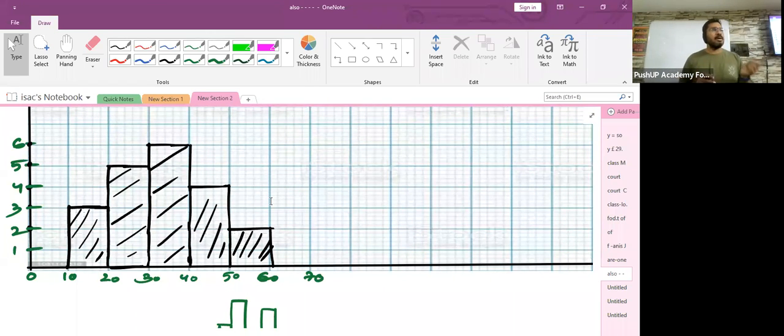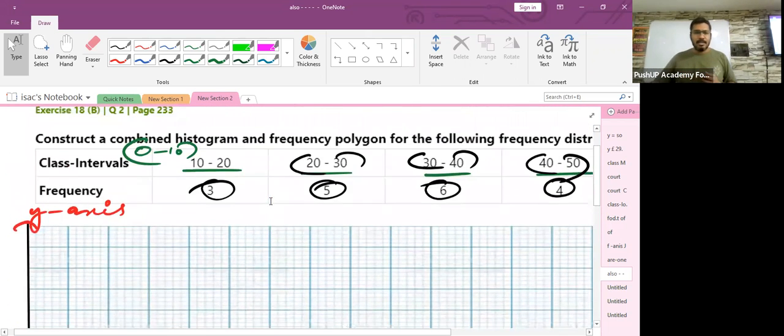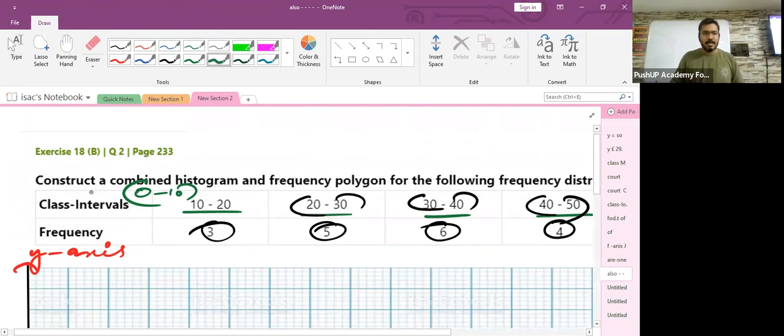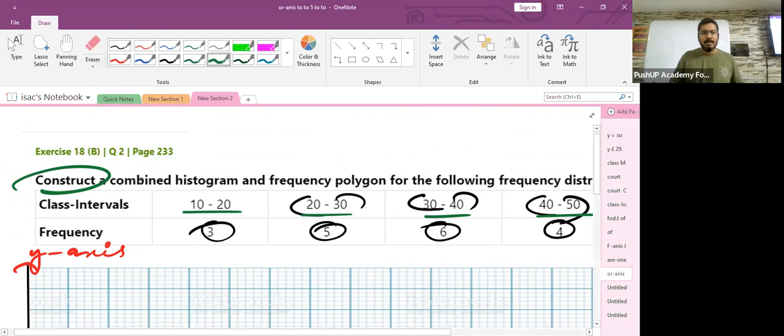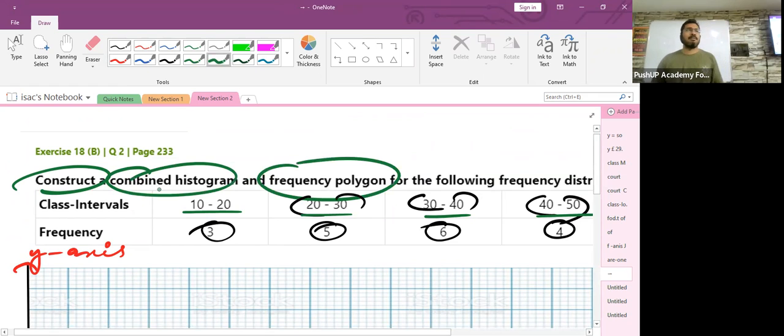Now, I don't think in school they are going to ask you to draw only a histogram. They may ask you to draw a histogram first, and then on top of the histogram, a frequency polygon. That is how they must have taught you in school. Exactly the same thing which I asked: construct a combined histogram and frequency polygon. What is the meaning of combined histogram and frequency polygon? You have to first draw the histogram and then draw the frequency polygon over it. That means you have to draw both on the very same graph paper.